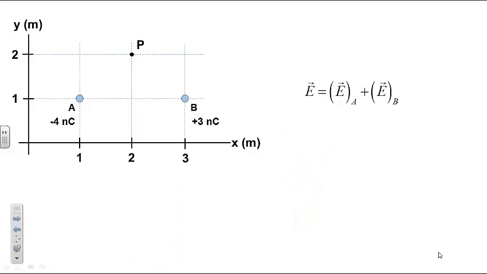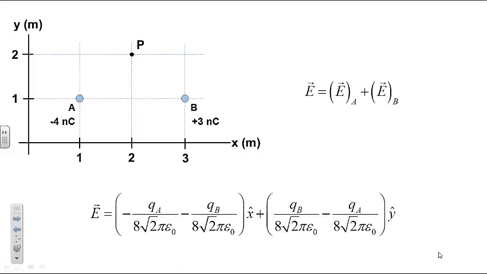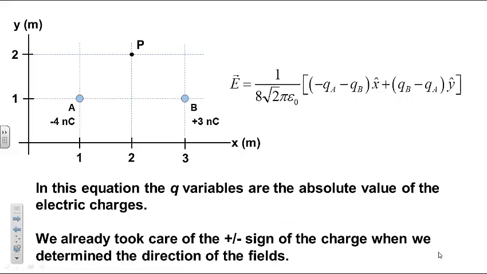The net electric field of this system is the summation of the electric fields of each of the 2 point particles. It is important to remember that in this expression, the variables q sub A and q sub B are the absolute value of the electric charges. Thus, q sub A equals 4 nanocoulombs and q sub B equals 3 nanocoulombs. We already took care of the effects of having a positive or negative electric charge when we determined the direction of the electric fields of particle A and particle B.